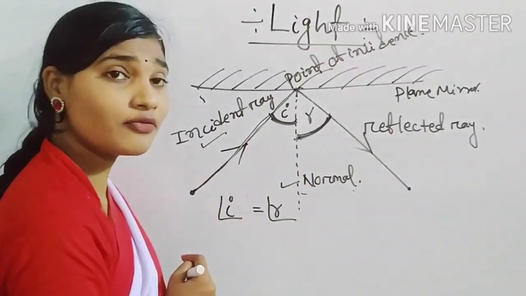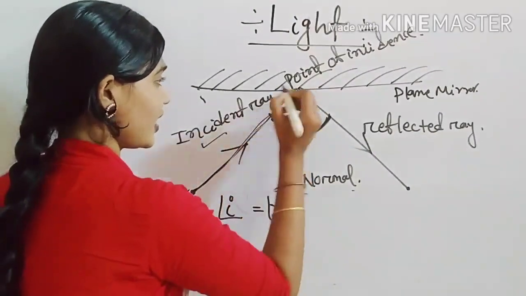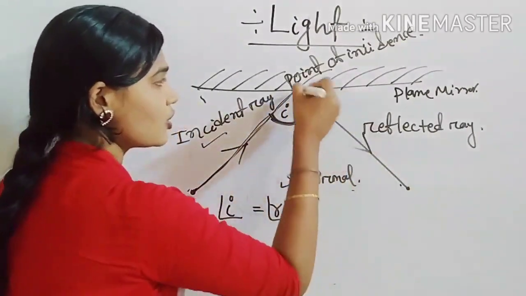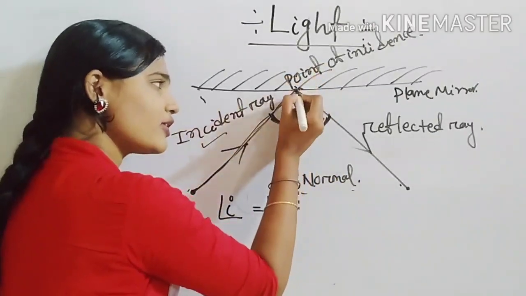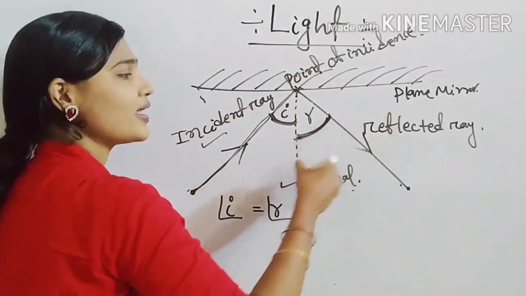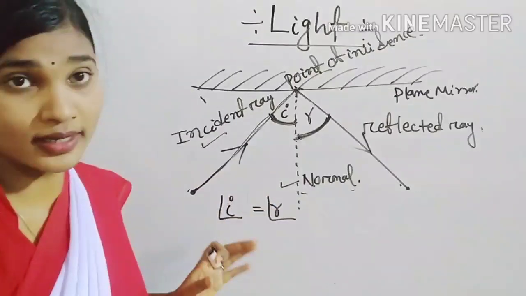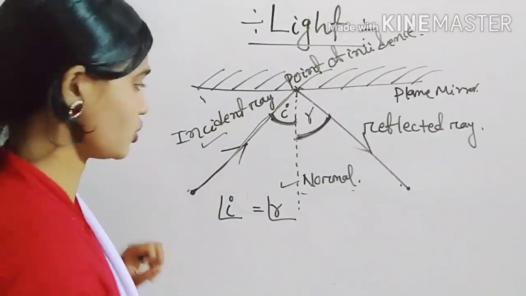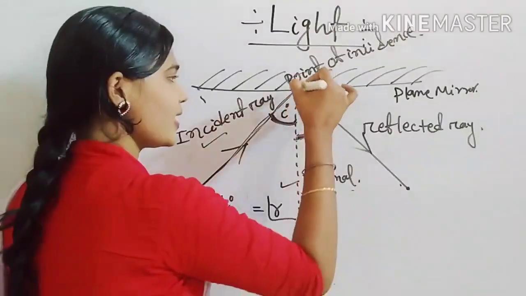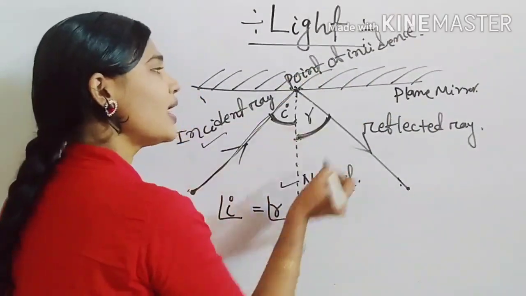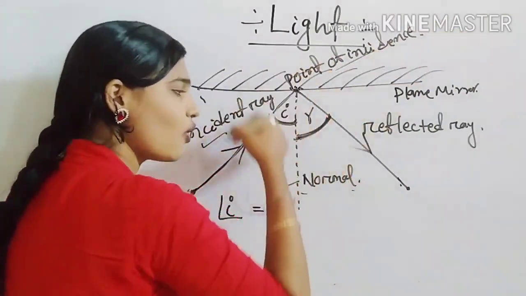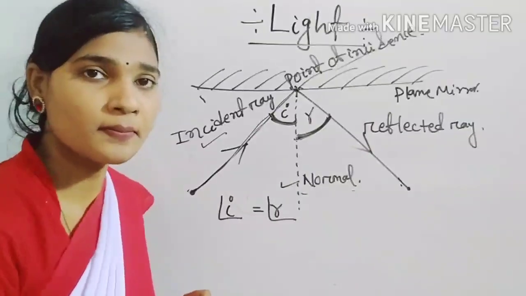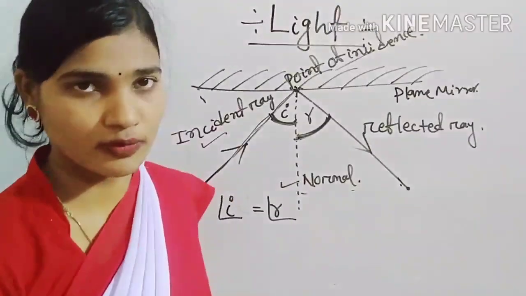What is the second law of reflection? The incident ray, the reflected ray, normal and the point of incidence all lie in the same plane. This is the second law of reflection.